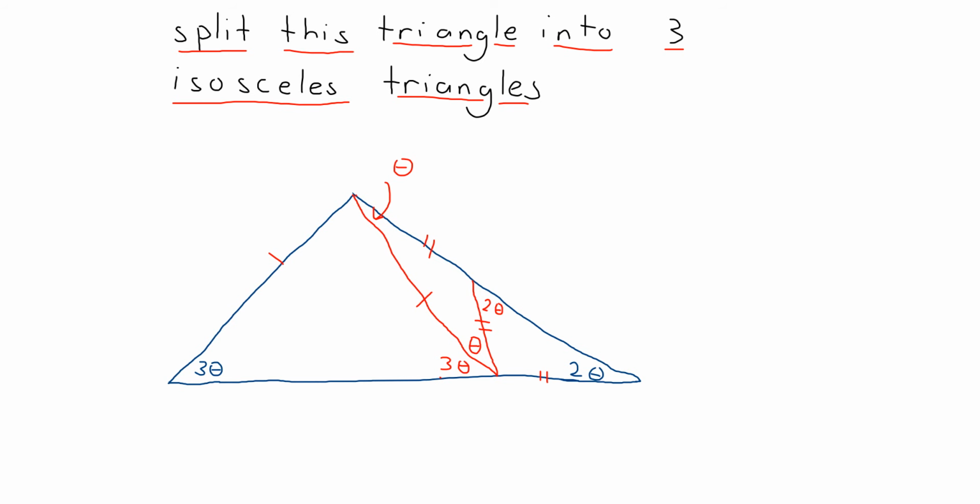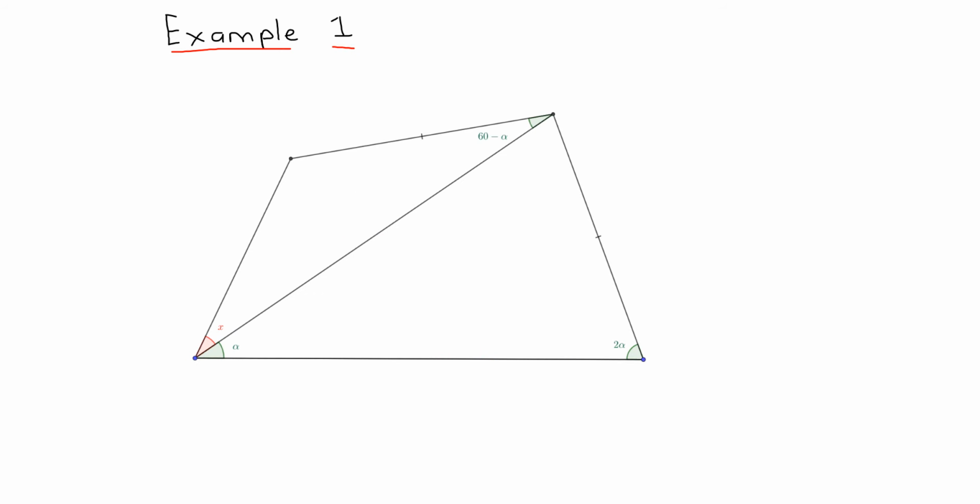Alright, so now you've seen the basic technique, let's try a few problems. So the first problem is we've got this shape here, and I'm just going to mark these sides as equal in case you can't see the equal marks, but I've got this side here is equal to this side here. This is 2 alpha, this is 60 minus alpha, this is alpha, and this is x, and we want to find x, okay? So the one we want to find I've marked in red is x.